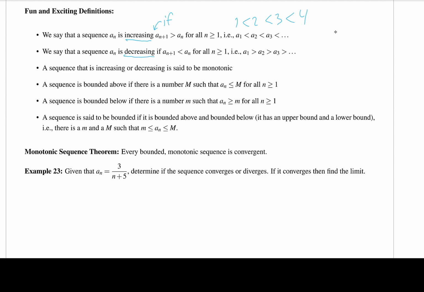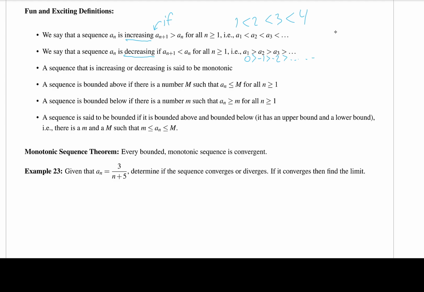We say that it's decreasing if a sub n plus 1 is less than a sub n for all n greater than or equal to 1. An example of this would be 0 is greater than negative 1, which is greater than negative 2, which is greater than so on, right? Every time I move to my successor is less than the term I started at, right? So if I go from 0 to negative 1, negative 1 is less than 0. If I go from negative 1 to negative 2, negative 2 is less than negative 1.